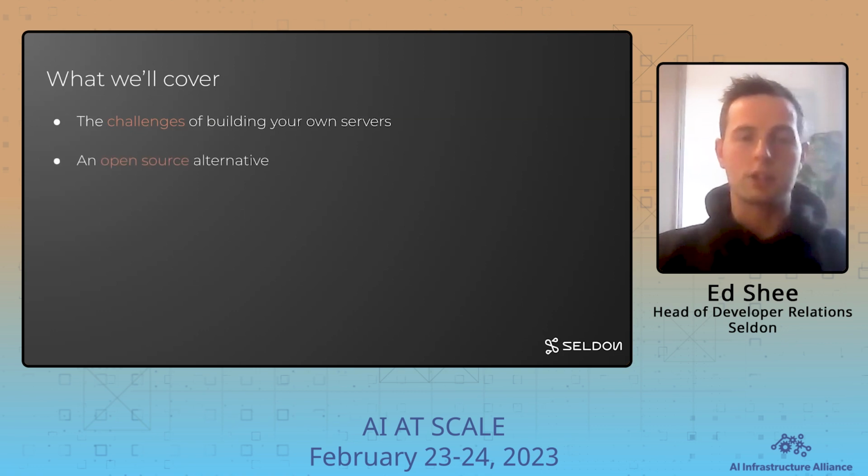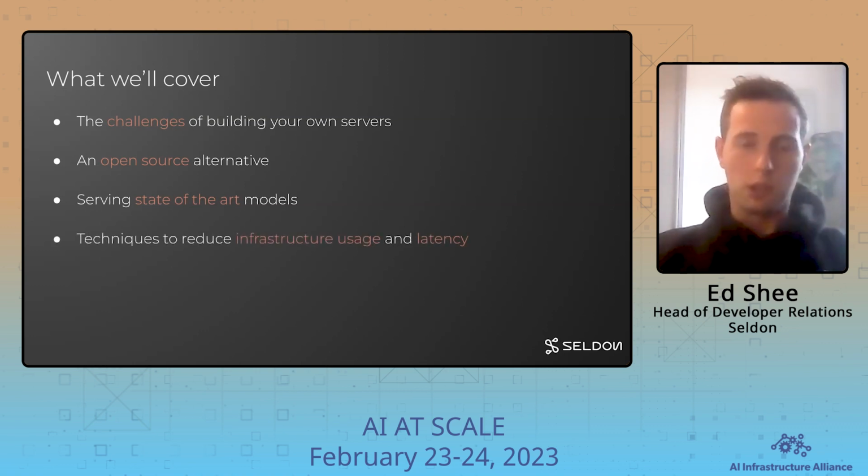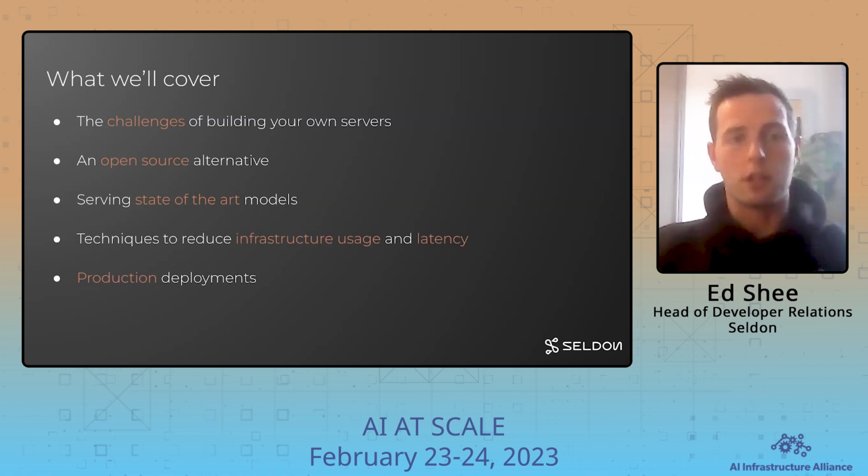The second thing I'll do is introduce an open source alternative and show you some of the cool things you can do within that. Then we'll look at serving some state-of-the-art models. We're going to use Hugging Face in this example. And then we'll look at some techniques to reduce infrastructure usage and latency. So it's really about optimizing those models that we're running and making sure we're getting the most bang for our buck from our infrastructure. Okay, so those are the things we're going to cover. And then finally, I'll wrap up by saying a few words about when we get to production, what are the best practices for how we do that?